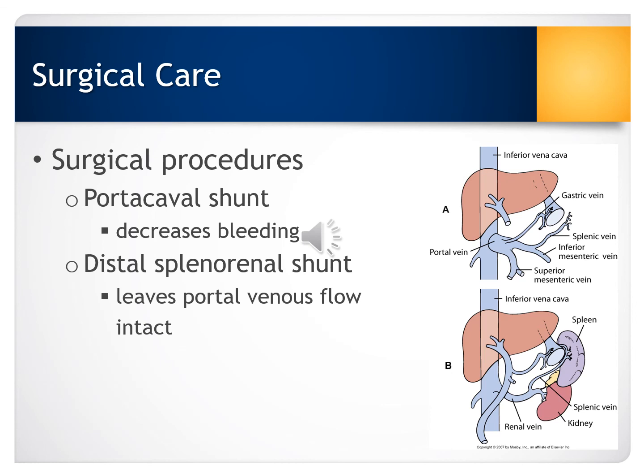In the distal splenorenal shunt, the splenic vein is anastomosed to the renal vein. The portal venous flow remains intact while the esophageal varices are selectively decompressed. The spleen conducts blood from the high pressure of the esophageal and gastric varices to the low pressure renal vein.